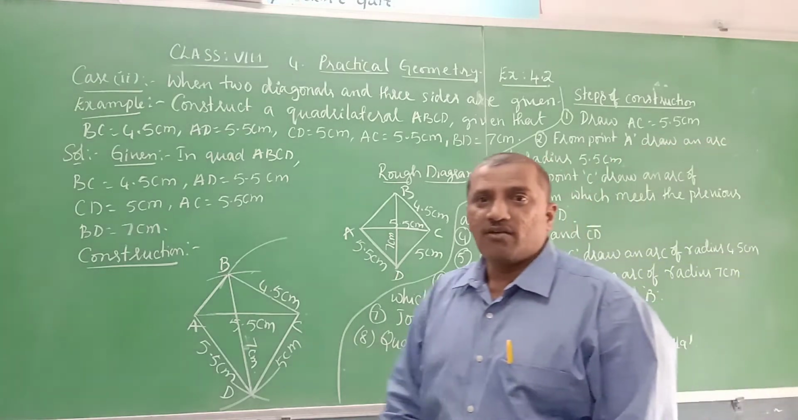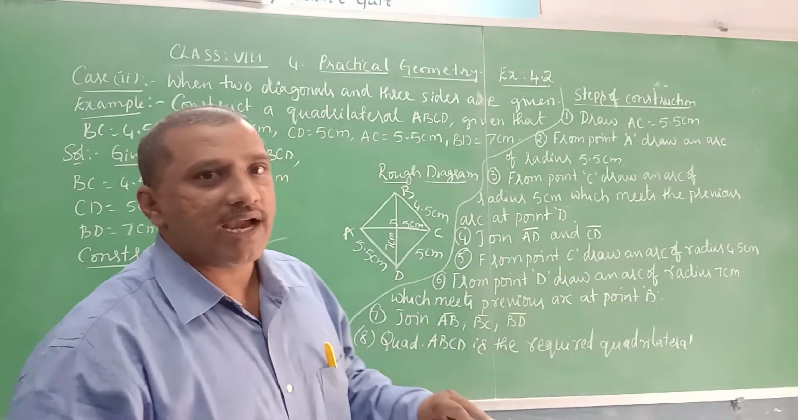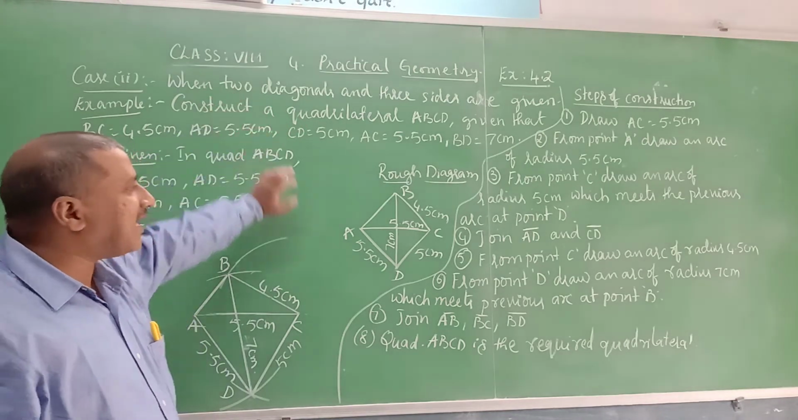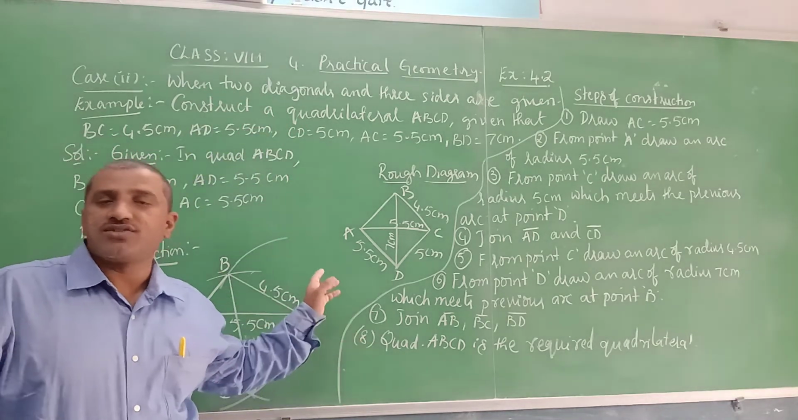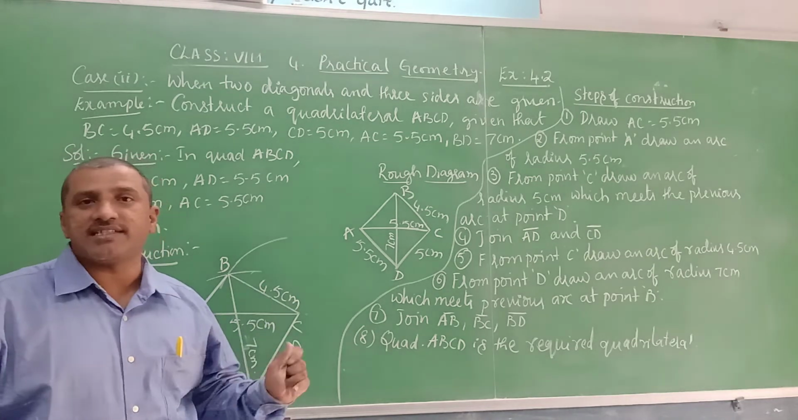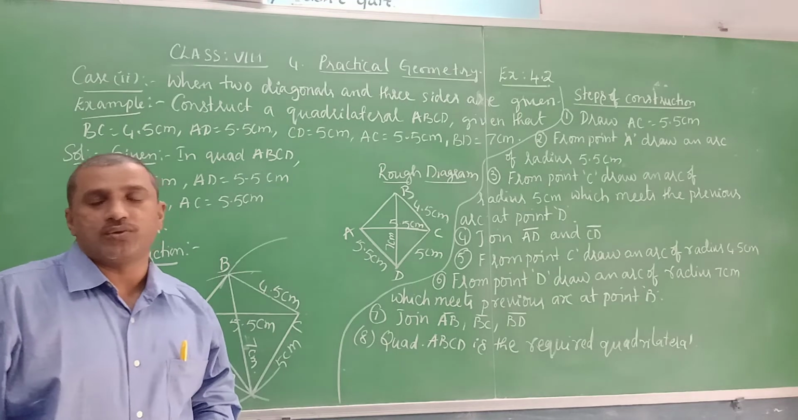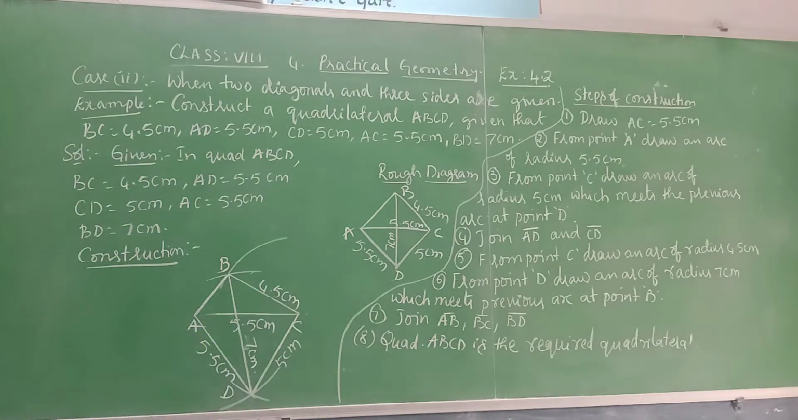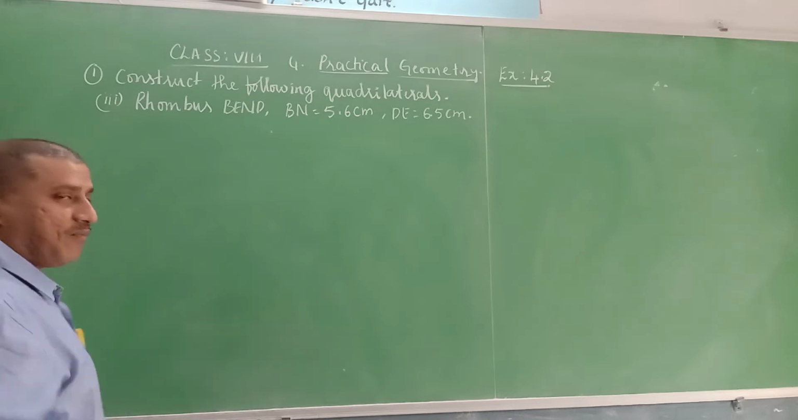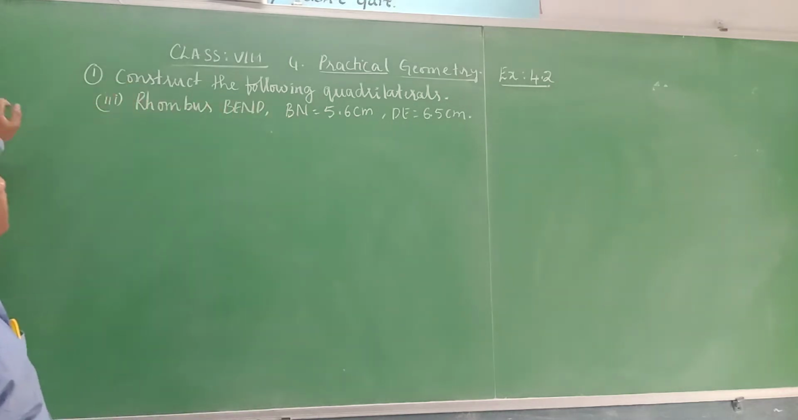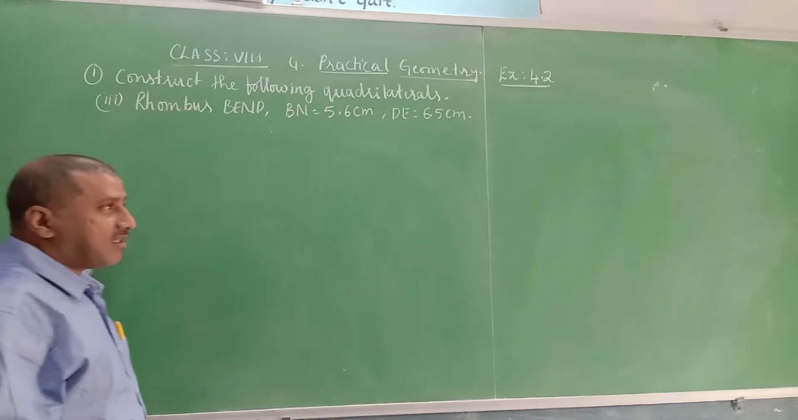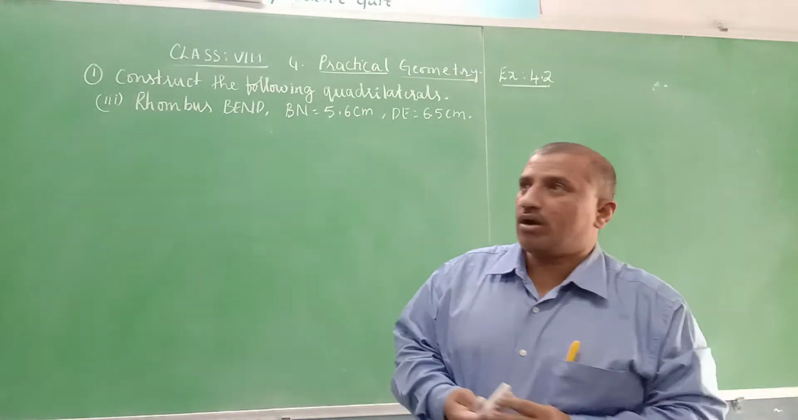Like this, when we know three sides and the two diagonals of a quadrilateral, we construct the quadrilateral in this way and write the steps of construction. Now we will discuss the questions from exercise number 4.2. Construct the following quadrilaterals. You are asked to construct a few quadrilaterals.